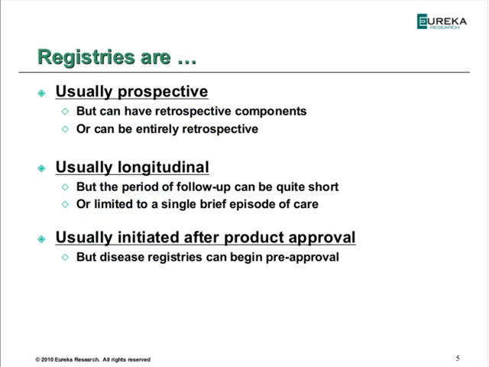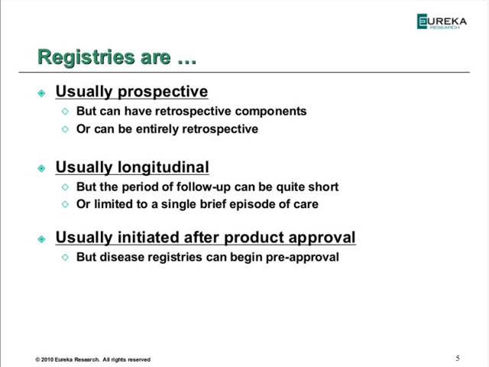in the area of registries is how incredibly flexible they are and can be molded to meet the particular situation for your clinical product. So here are some examples of that flexibility. Registries are usually prospective, meaning we tend to not know the outcomes before we start the study, but they can have some retrospective components, or in some cases be entirely retrospective.